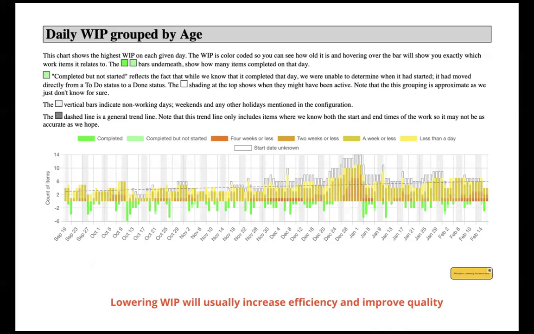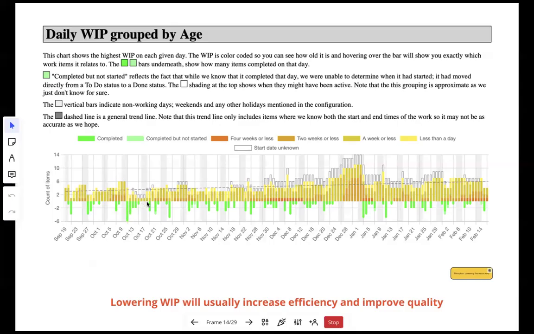A couple of other things worth calling out. The ones in white up here are places where we don't know if the work was actually in progress that day because we can't tell when it started. The only thing we know for sure is that it didn't start earlier than the ticket was created, and it didn't start later than the completion time. That's the only thing we can say with certainty. So the white is a bit of a guess as to how much work was in progress on that particular day.